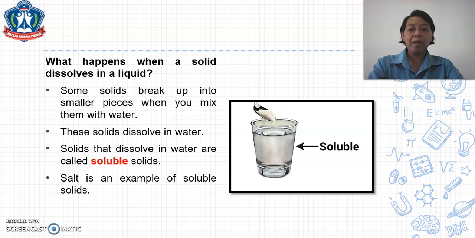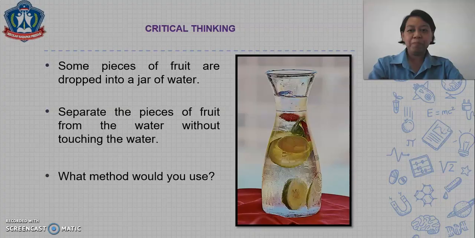Some solids break up into smaller pieces when you mix them with water. These solids dissolve in water. Solids that dissolve in water are called soluble solids. Salt is an example of soluble solids. Look at the picture, children. Salt can be mixed with water, so it dissolves. That's why it's called soluble.